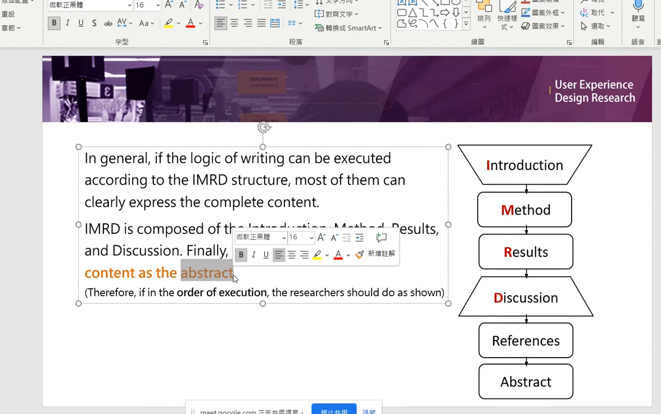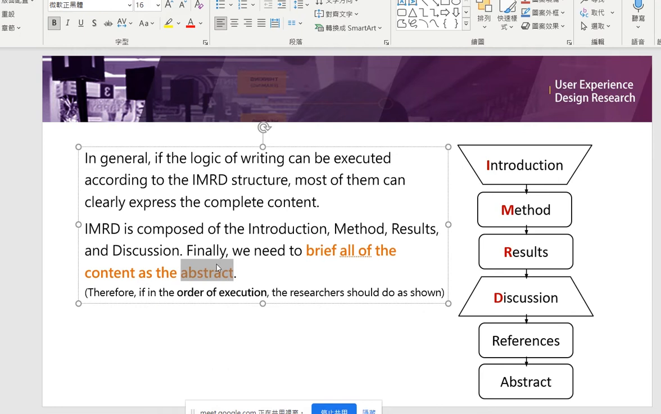But in logical thinking, I think the abstract should be written at the end of the process. So in my experience, I always do the introduction first and follow the IMRD structure.